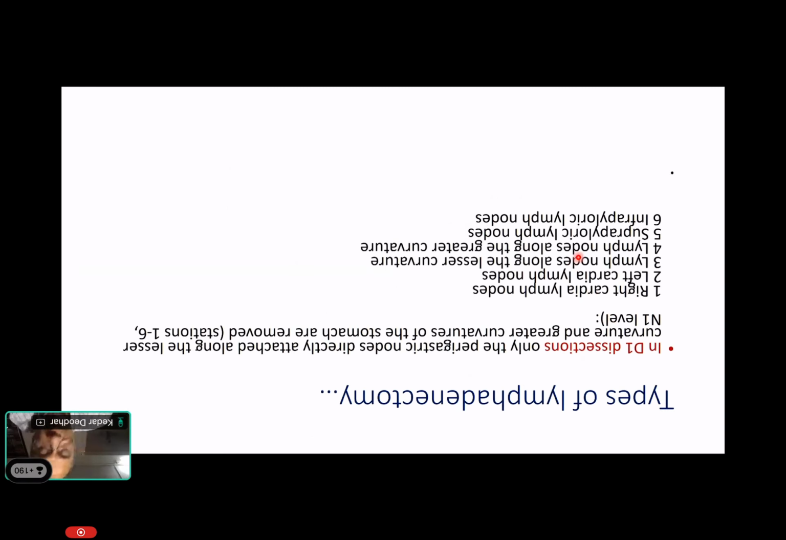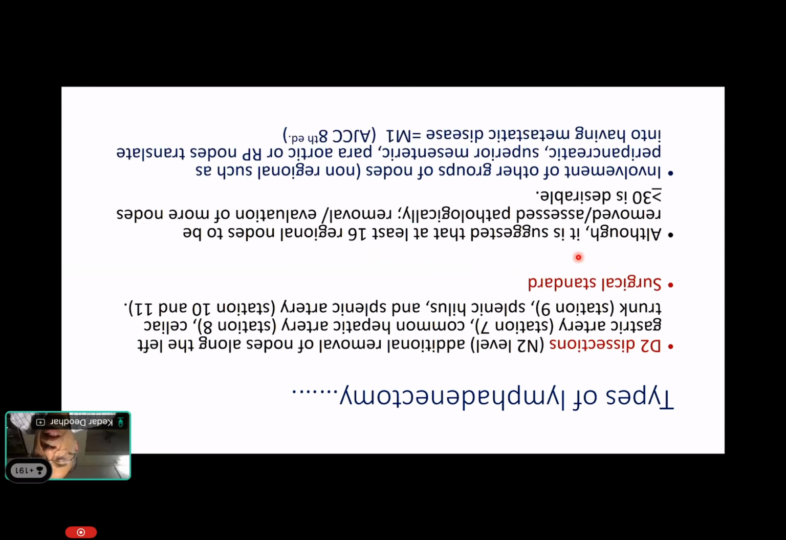The standard D1 is actually right cardiac along the greater vessel curvature in supra and infra pyloric nodes. D2 resection is additional removal, as I said, along the left gastric artery, common hepatic artery, and so on. And this is the surgical standard. So any institution doing cancer stomach surgery should provide us with D2 dissection, and D2 dissection should be attempted by the surgeon, the oncosurgeon, and that's when we get these.